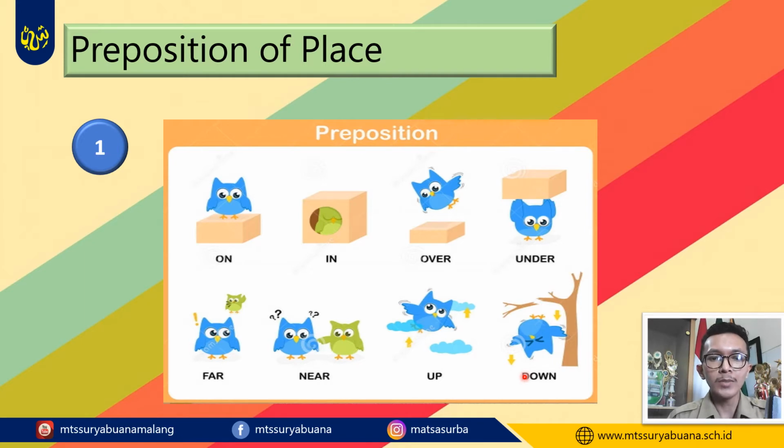I will give you example sentences using all these prepositions. The first one, you can see there is an owl standing on the box. So the first sentence is, the owl is standing on the box. And then the second picture, in, the green owl is in the box. Next, the blue owl is flying over the box. The blue owl is standing under the box.